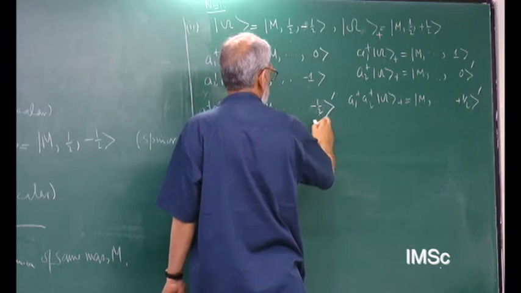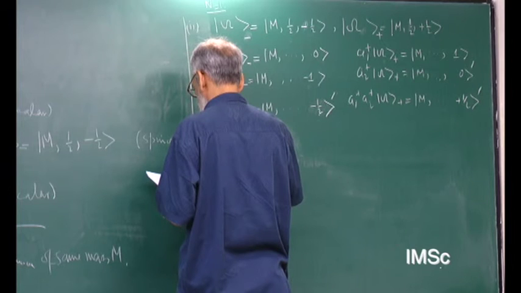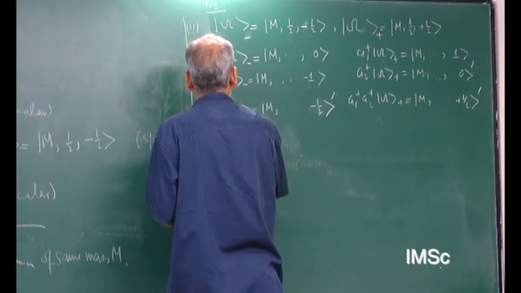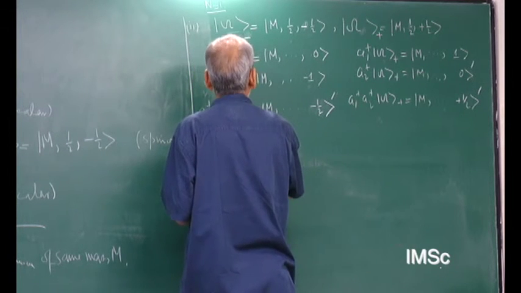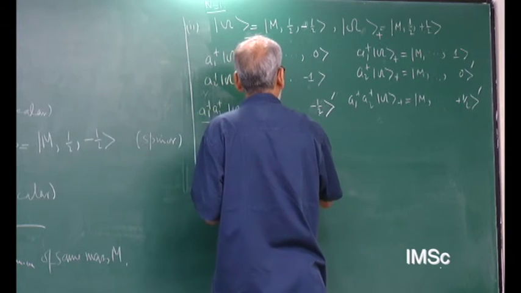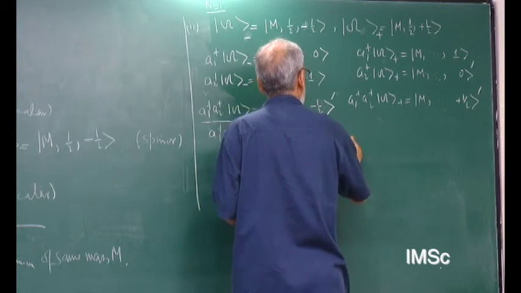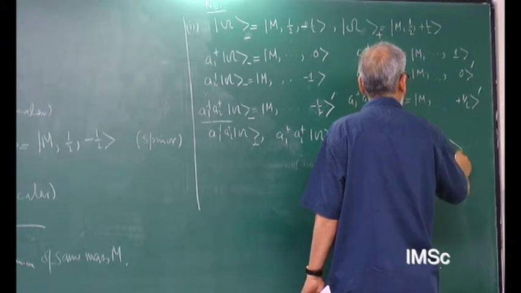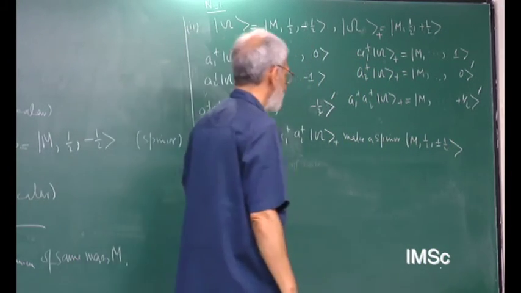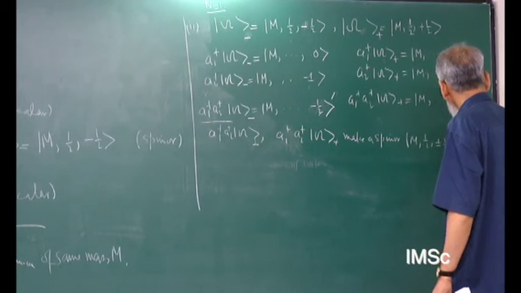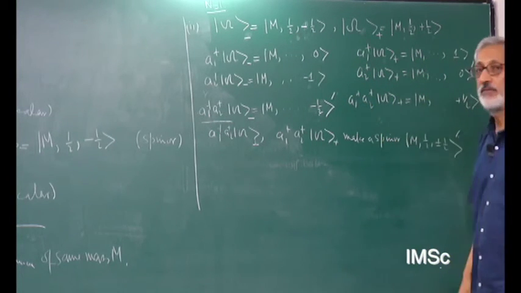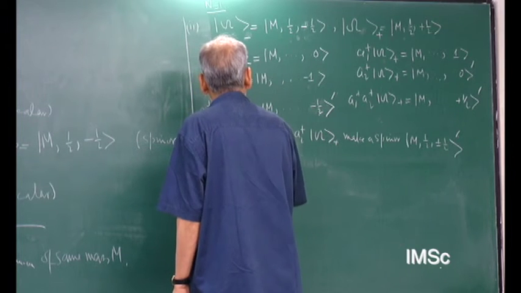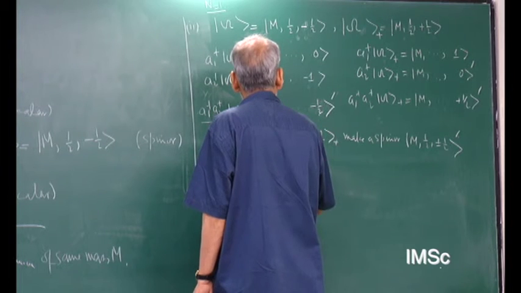All right, before that, let me take these ones. Now, this object and this object, A1 dagger A2 dagger on omega minus, and A1 dagger A2 dagger on omega plus, make a spinor with m equal to plus minus half. And this is different from these, which together make a spinor, so put a prime on it. Now let me look at these two. A1 dagger on omega minus plus A2 dagger on omega plus.